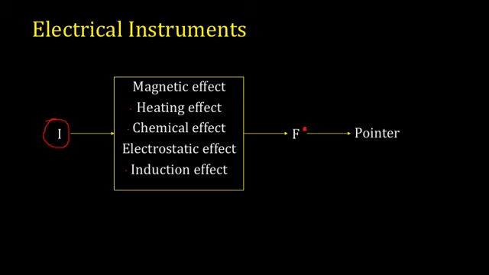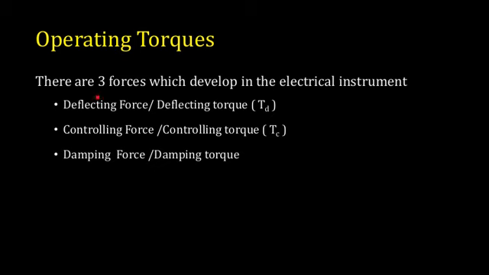If it is a chemical effect, it directly indicates some value. In most cases, it produces a force which in turn causes deflection of the pointer. The pointer moves over a graduated scale which indicates the reading. So this is what happens generally in different deflection type instruments.